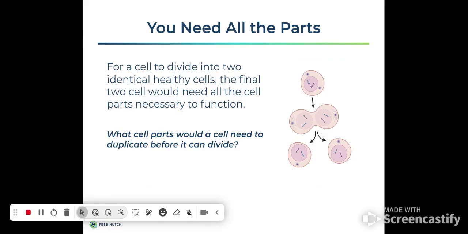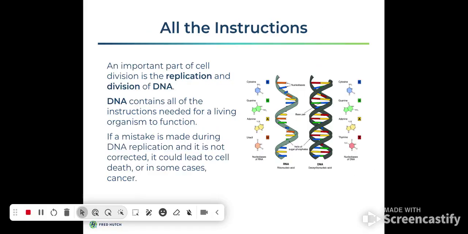And for a cell to divide into two healthy, identical cells, the final two cells need all of the cell parts necessary to function. So just think, what cell parts would a cell need to duplicate before it can divide? Think about the important parts of a cell that we learned about before, right? Thinking about what's in the nucleus. Think about energy, right? So all of those things. And of course, it's going to need the instructions.